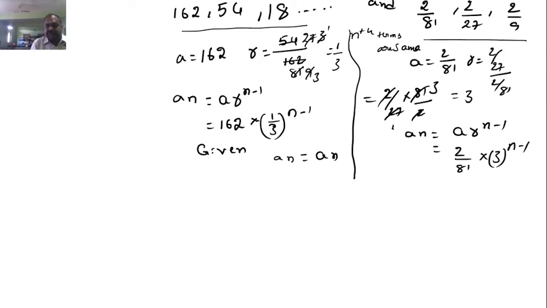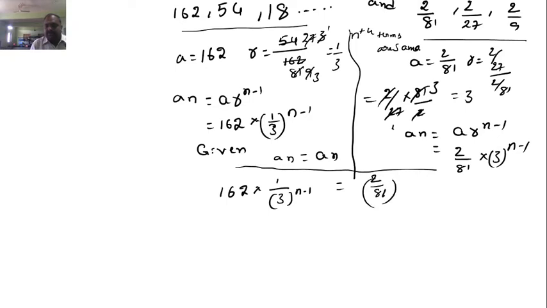What is the first case? In the first case we got 162 into 1 by 3 whole to the power of n minus 1. This is equal to 2 by 81 into 3 power n minus 1.